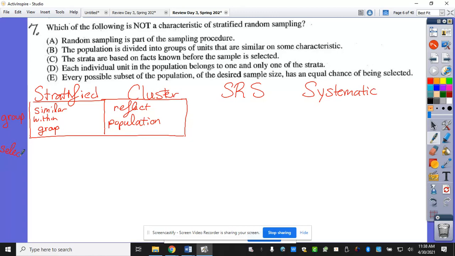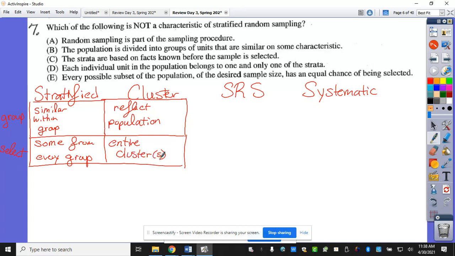So the next thing is who I select. So who do I select with stratify? A certain proportion from each group. So I say some from every. With cluster, who do I select? One of several clusters. Entire clusters. If I'm picking lunches, I'm probably just gonna pick one lunch. Like I would put 1, 2, and 3 in a hat, and then pull out a number, and then that's the lunch I would select.